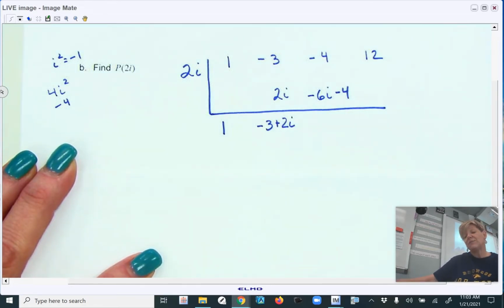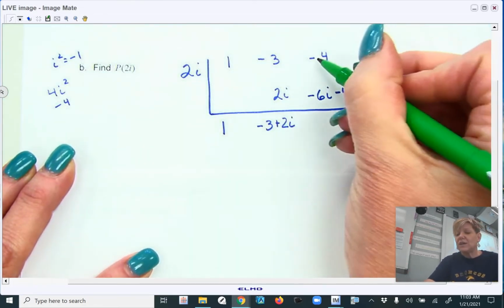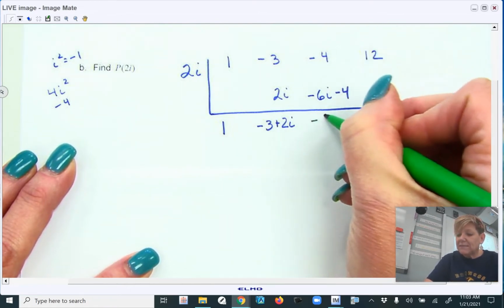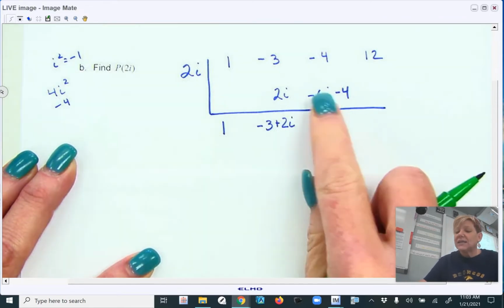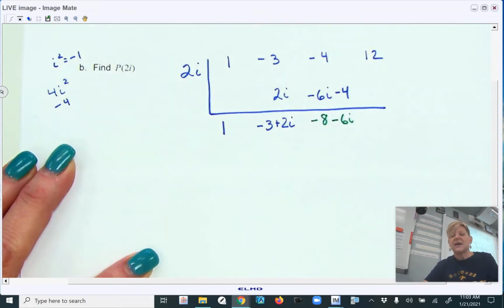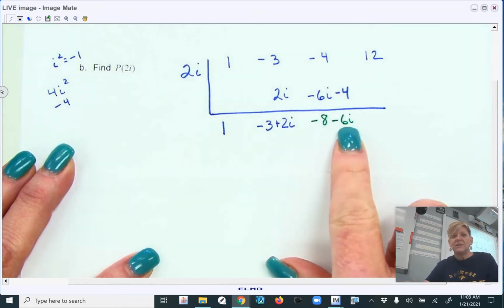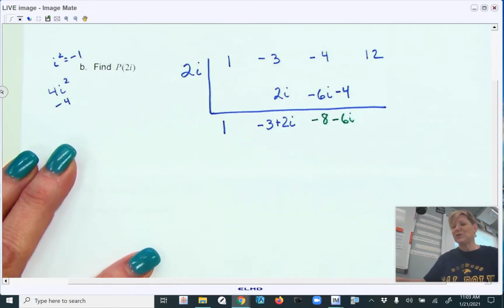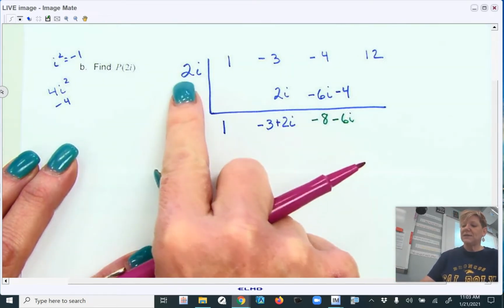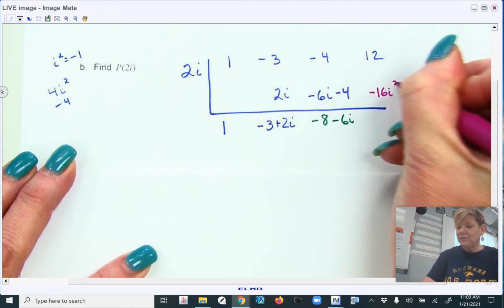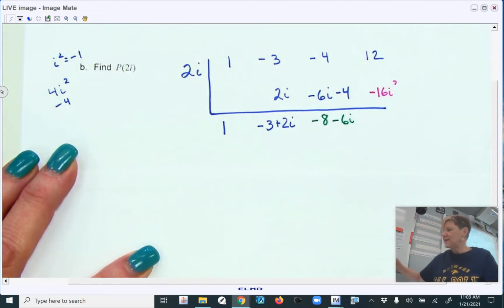Now, when you add down, you have to combine like terms. So the number portions, -4 and -4, make -8. And the -6i doesn't have anything to add to it, so -6i. And I write the real number first and then the imaginary just because I was trained very well by my algebra teachers in high school. All right, we're then going to multiply this by our box number. Negative 8 times 2i is negative 16i.